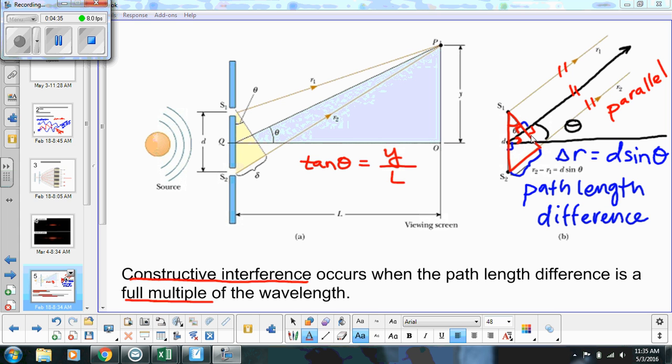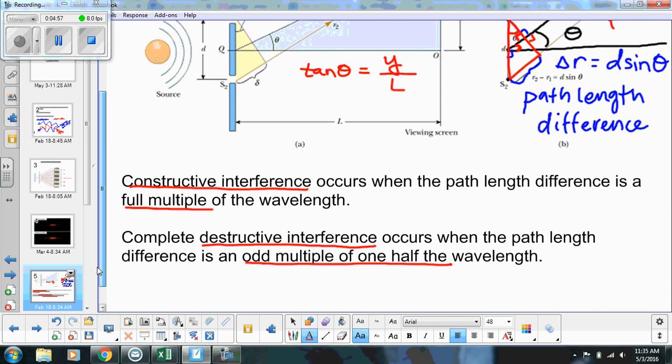So we know that these are perpendicular to each other. This is theta. So these two are alternate interior angles, and so we can see that our thetas are equal. I know I didn't explain that really well, but we have to keep moving, so you can pause it and look at it if you need to.